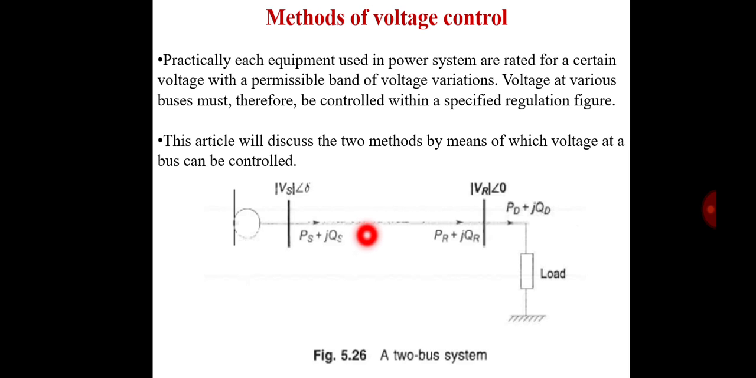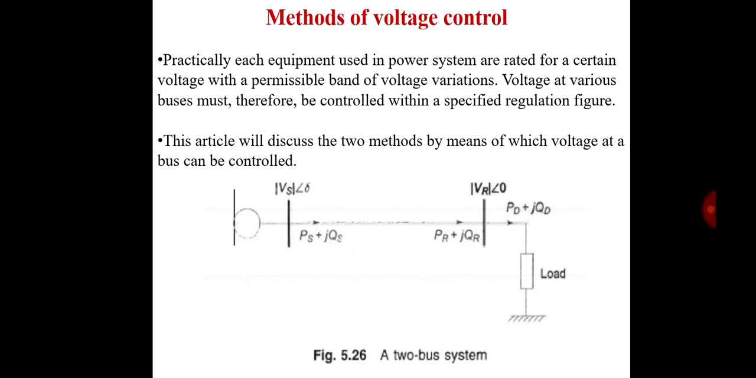Now if the equipment is run above the rated voltage, this condition is called over voltage, and over voltage creates problems on equipment and damages it. Same as under voltage, this condition also damages the equipment. So all equipments are run at rated voltages. Take here the two bus system.